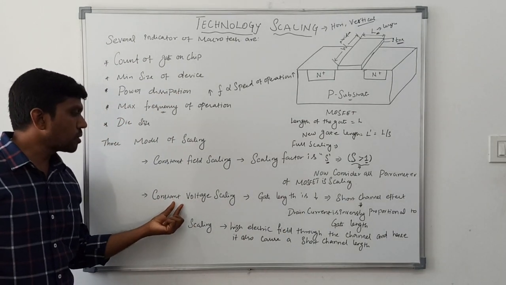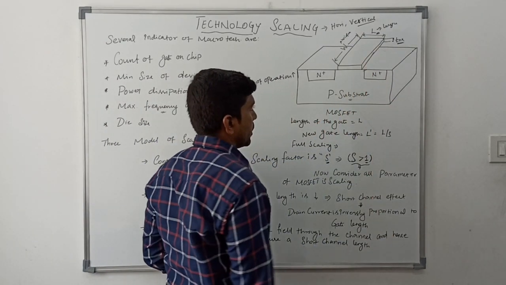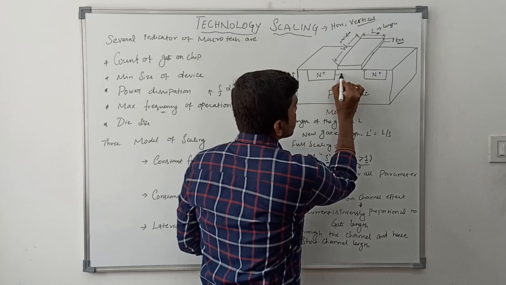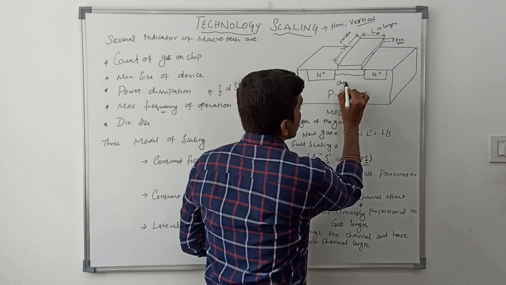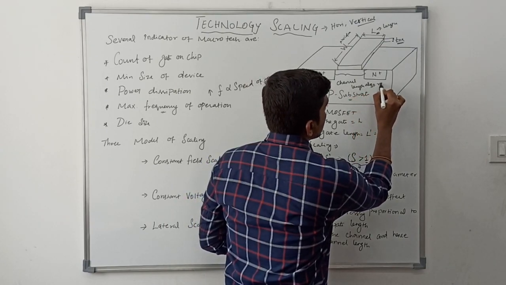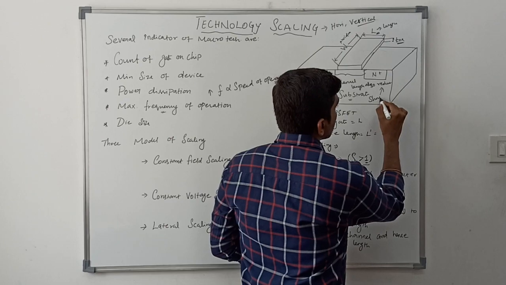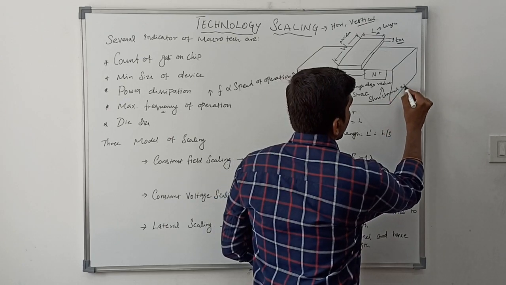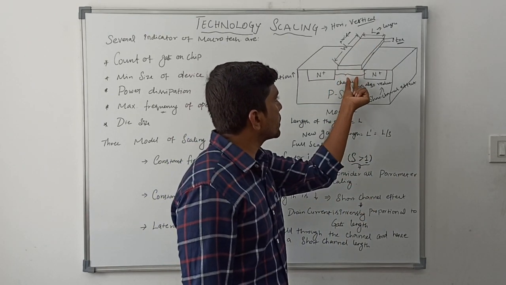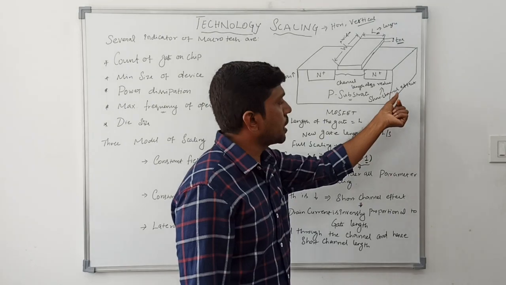Then come to the next one, constant voltage scaling. In constant voltage scaling, the length of the gate is reduced. If the gate length is reduced, the channel length is also reduced. This effect is called the short channel effect. Once the gate length is reduced, it is reflected in the channel length, so the channel length is also reduced. This effect is called the short channel effect.